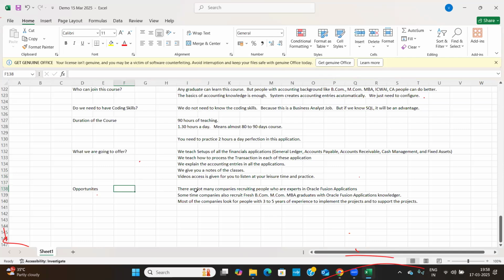A lot of companies have implemented this application already. Sometimes companies also recruit freshers who are MBA graduates for the Fusion applications knowledge. Most of the companies look for people with 3 to 5 years of experience to implement the projects and to support the projects. Here the salaries will be more. When you join without experience, they will pay you less. When you join with experience, you will get more salary. That's the only difference.